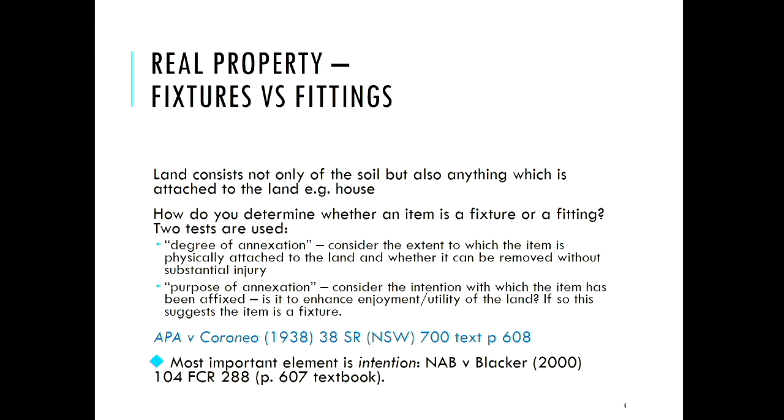So in order to determine, most of the cases have arisen because there's been a sale of land. People have purchased some land, and then the things they thought they were getting with that purchase weren't included. And so they've gone to court. So if an item can be determined to be a fixture, then it's counted as being part of the land. If it is a fitting, it's not part of the land, and it can be taken at the sale.